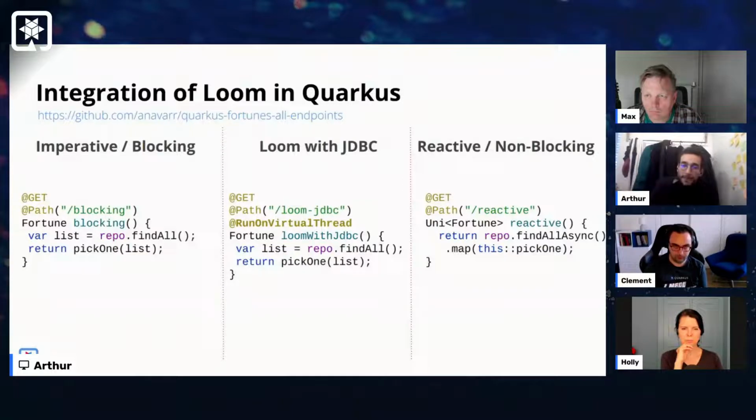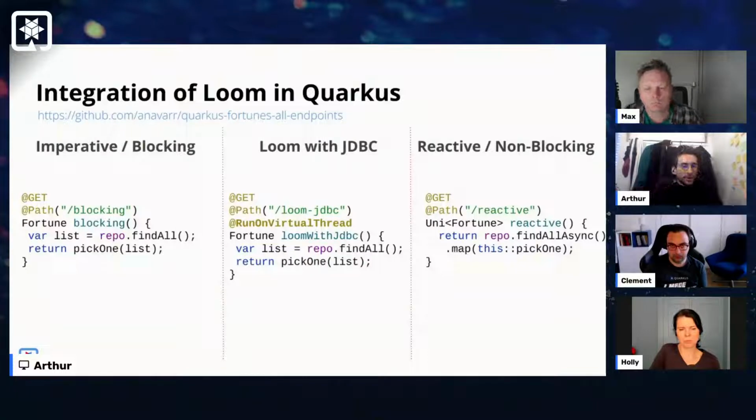Now in the middle, you have Loom with Quarkus with virtual threads. And the only difference is that you need to add this little annotation, @RunOnVirtualThread. The thing is that you need to consider your endpoint as being a blocking endpoint, but instead of offloading the computation on a traditional thread, you're going to offload it on a virtual thread. So it really is the same programming model that you would get with a blocking endpoint: imperative, synchronous. The only difference is that instead of using a platform thread, you're going to use a virtual one.